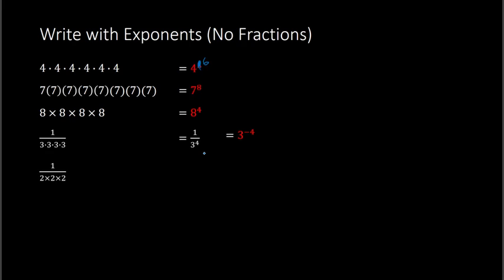Here's another example. 1 over 2 times 2 times 2. In the bottom, we have 3 2s multiplied together, so I can write this as 2 to the 3rd power. So 1 over 2 to the 3rd power. And then writing this again with no fractions, I need to get rid of the fraction by making this into a negative exponent. So instead of 1 over 2 to the positive 3rd power, I can write this as 2 to the negative 3rd power.